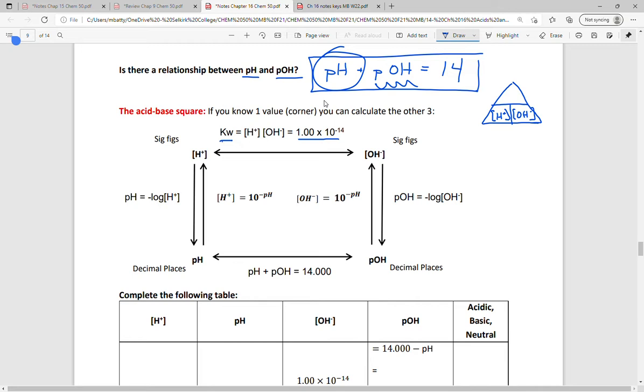So that's how Kw up here on the top of this square is the thing that goes between those two concentrations. Oops, I forgot Kw at the top. If we're going to go between our hydrogen ion concentration and pH, that was the logarithm equations. And so we had the pH was the negative log of the hydrogen ion concentration.